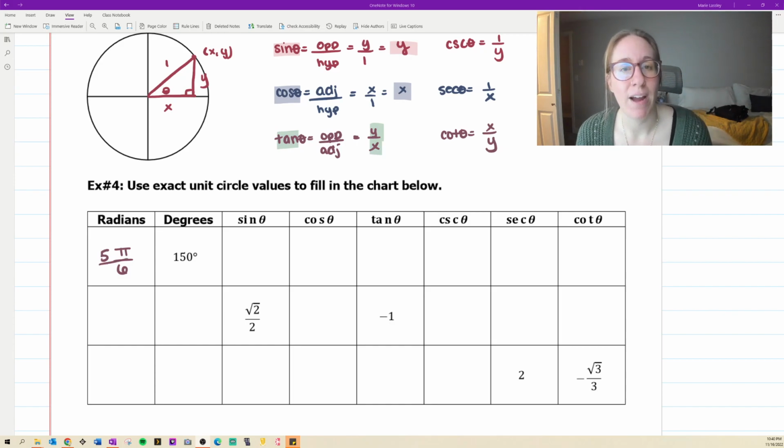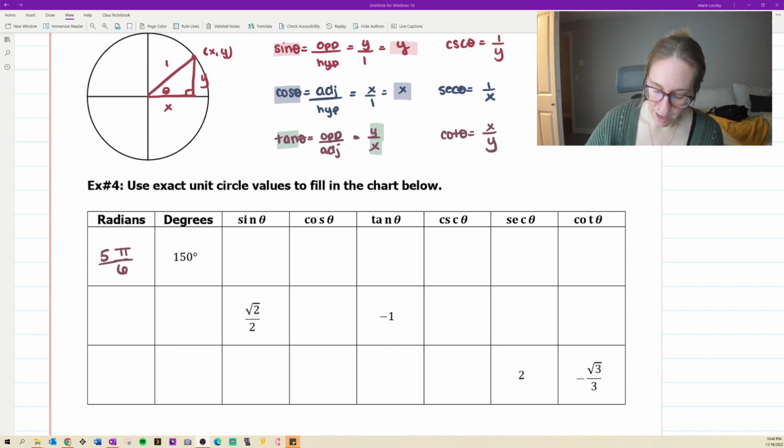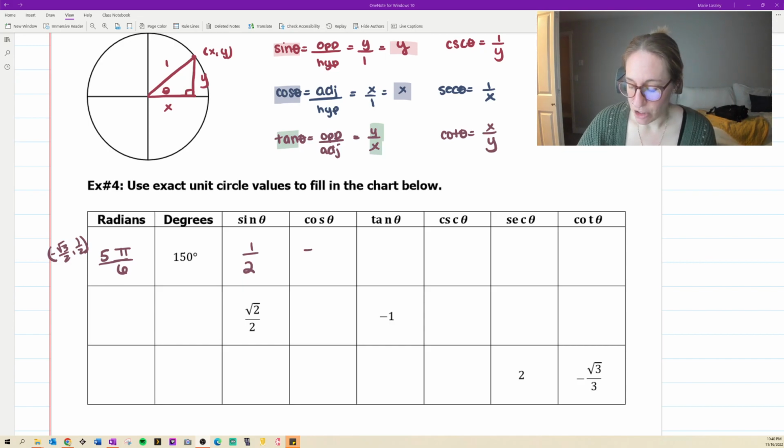All right, so thinking about fractions, I know that 180 would be 6 over 6. So this is going to be a little bit less than that. So 5 pi over 6. All right, now my coordinate for 5 pi over 6 has a negative x value, so it's negative root 3 over 2, positive 1/2. All right, so sine is then my y value, 1/2. Cosine is my x value. Tangent is y over x.